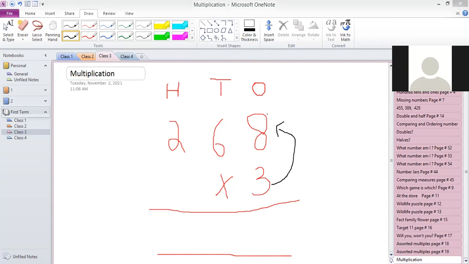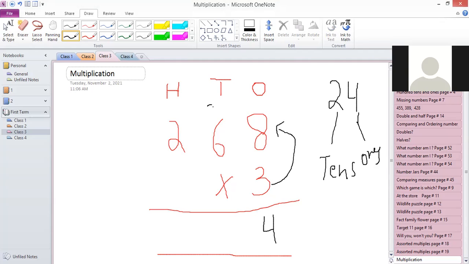3 by 1, 3. 3 by 2, 6. 3 by 3, 9. 3 by 4, 12. 3 by 5, 15. 3 by 6, 18. 3 by 7, 21. And 3 by 8, 24. So 24 has 2 digits, 2 tens and 4 ones. So you will write only the ones here, 4, and 2 you will regroup here.